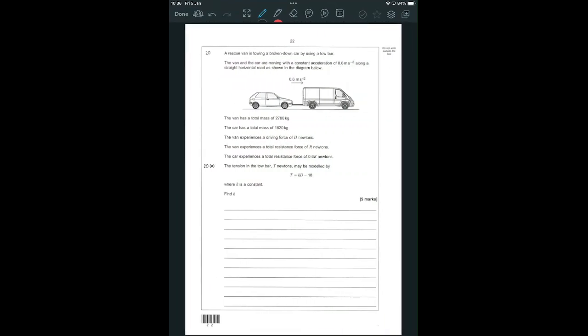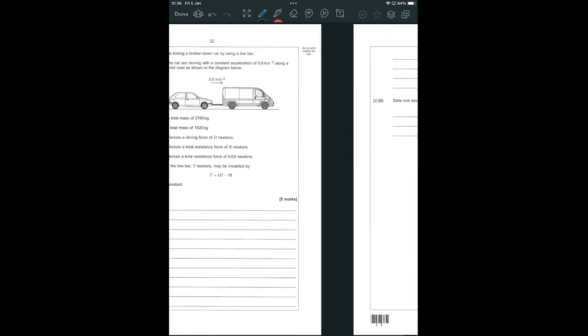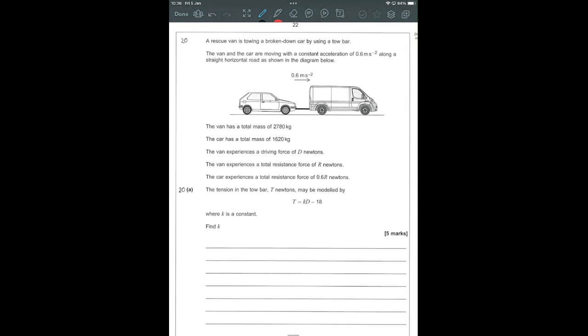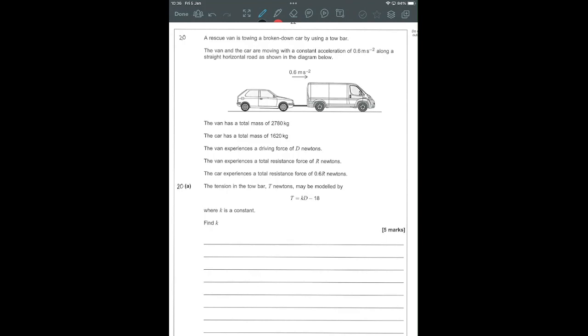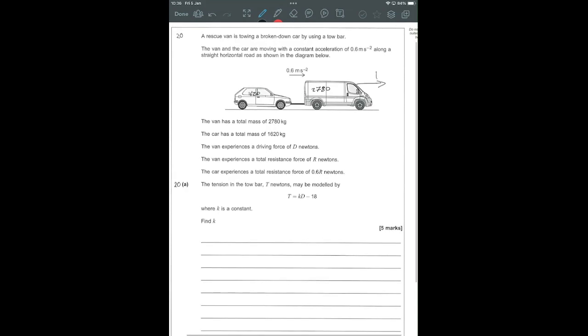Question 20, we've got our connected particles, and this is our last question. A rescue van is towing a broken down car. The van and the car move at constant acceleration along a straight road. The van has a mass of 2,780. The car 1,620. The van has a driving force of D newtons.